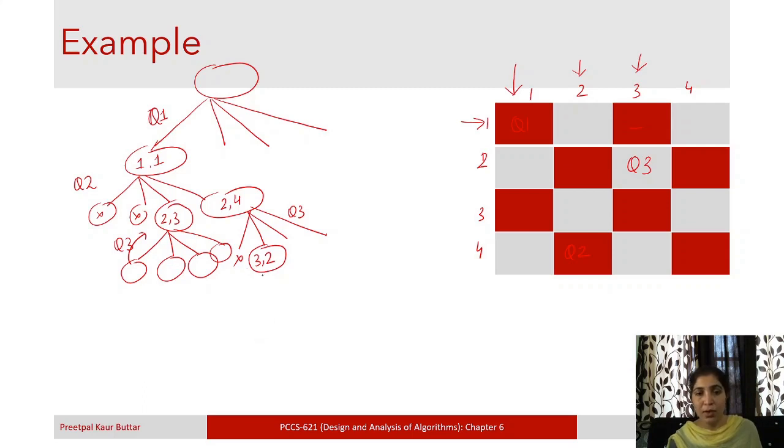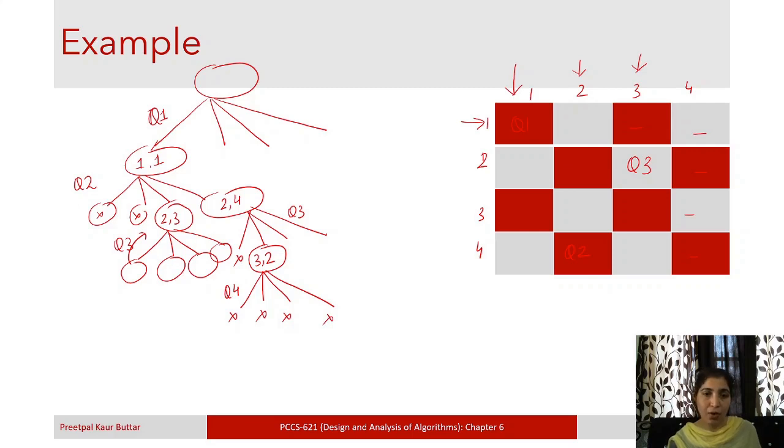Good. So now from here, let's go one level deeper. So it means now we are finding the solutions for queen 4. Okay, so queen 4 again has 4 solutions. It can be placed here, but there is a clash. It can be placed here, again there is a clash. It can be placed here, again there is a clash. It can be placed here, again there is a clash.